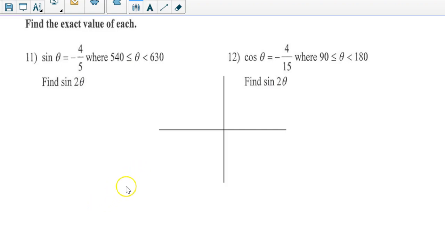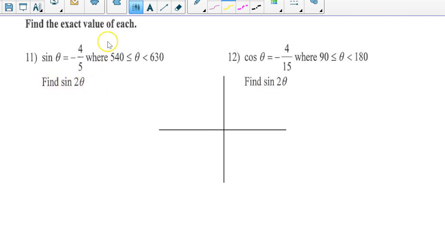Find the exact value of each. Given sine theta is equal to -4/5, where theta lies between 540 degrees and 630 degrees. Right? It is between those two. And what is the value of sine 2 theta? That is the question. We are looking for sine 2 theta, and in the next problem they gave the cosine, and we have to find the value of sine 2 theta.